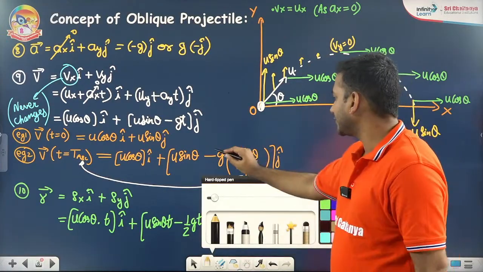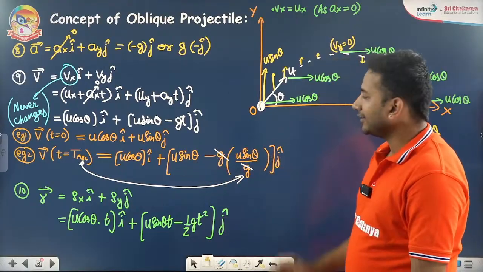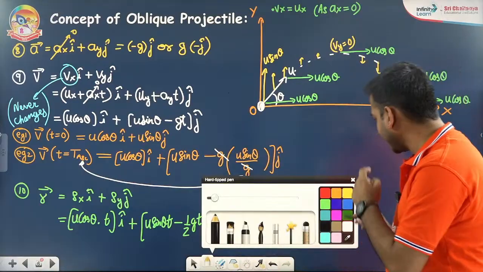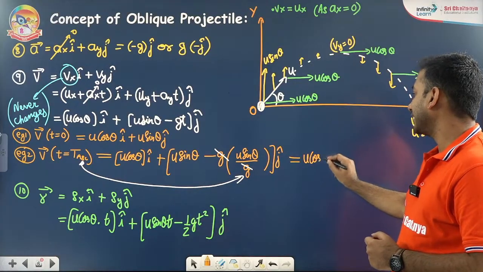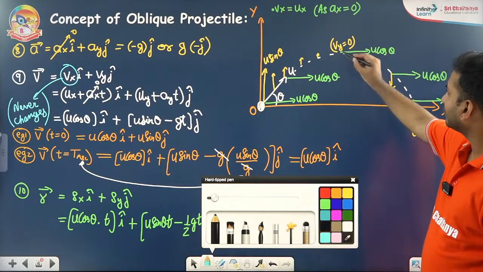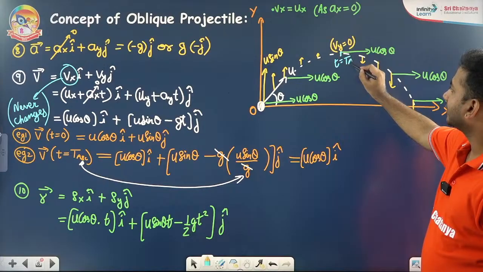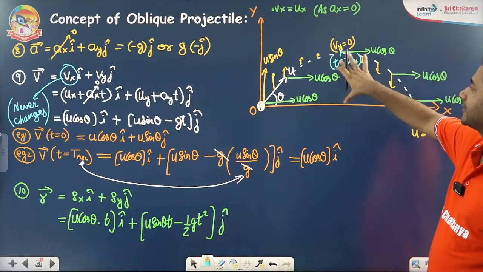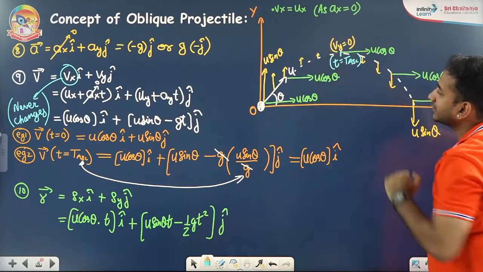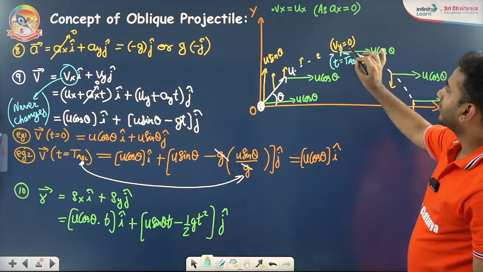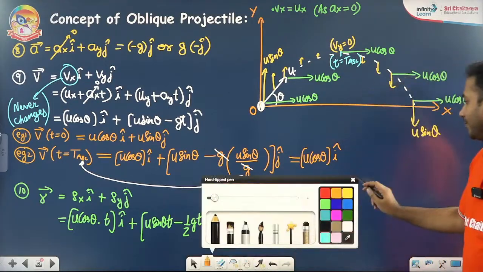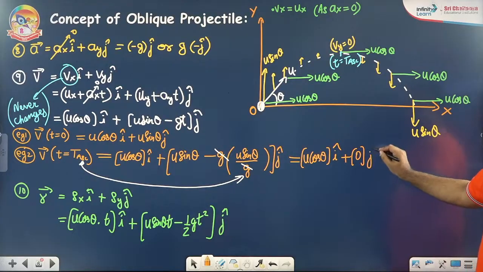Now look at that carefully. This g got cancelled. Then this u sin theta and u sin theta also got cancelled. Minus, that is u sin theta minus u sin theta, that's 0, and hence what you got is only u cos theta i cap. Which means at the time of ascent, somewhere here, at maximum height, the time after which you attain the maximum height is called time of ascent. Another definition of time of ascent is the time during which you are going upwards. So at the time of ascent, you see the Vy component is 0 and the Vx component is still maintained as u cos theta i cap plus 0 j cap.